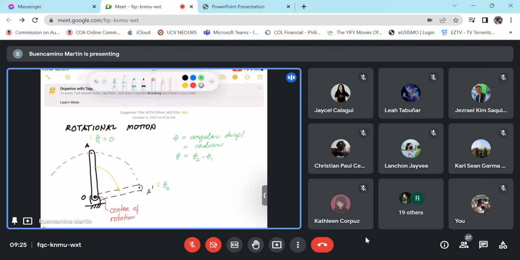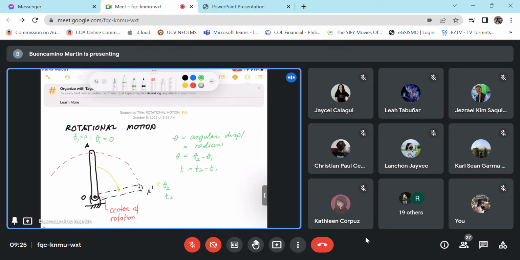And suppose the initial condition also states that time t1 is equal to 0, and its final time is t sub 2. We can say that the total time of displacement would be t2 minus t1. So that is what we call angular displacement in terms of radian, and time in terms of second.